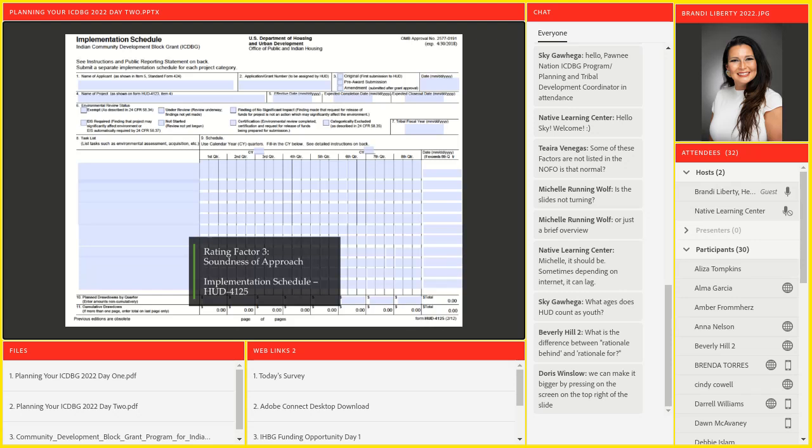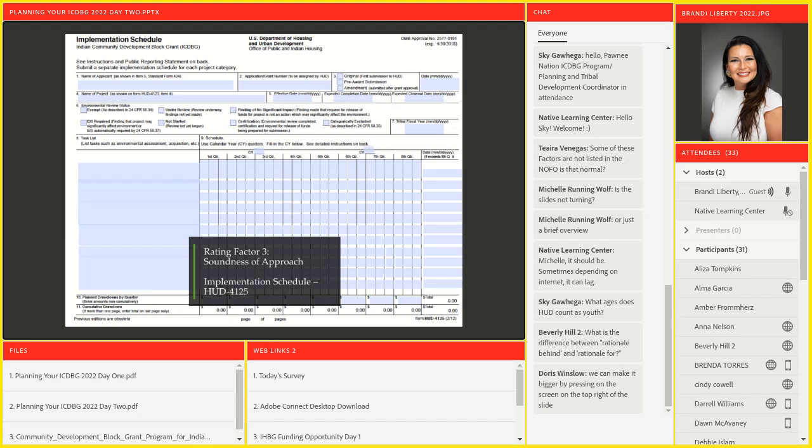This is what that implementation schedule looks like, just to give you an idea. At the top, again, this is the 4125. You'll put the name of your applicant. HUD will assign the grant number whenever they go through that process. This will be an original submission to HUD, and you'll put in the date that you're submitting your application here. On line 4 is where you will put the name of your project.